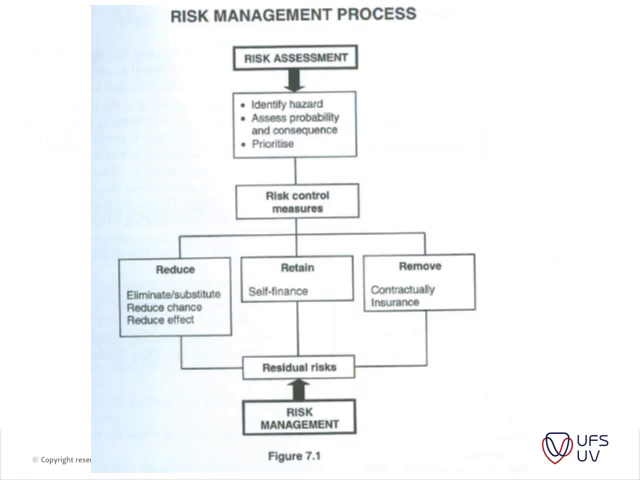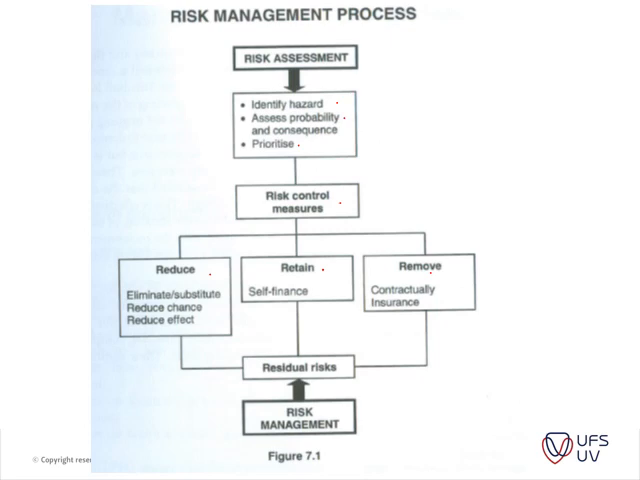Then this is very important for me, figure 7. Here you can see the managing risk process, risk assessment from the one side, and then risk management from the other side. It's very important to identify your risk, assess the probability, and prioritize your risks. Only once you've identified it can you control your risks on site. You can either reduce, retain, or remove, as I said in the previous slide.